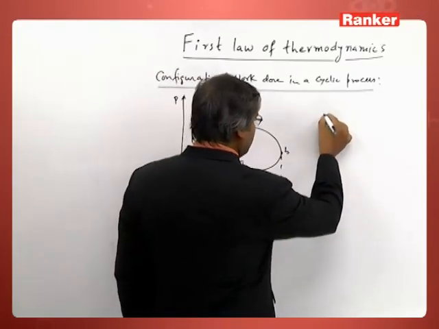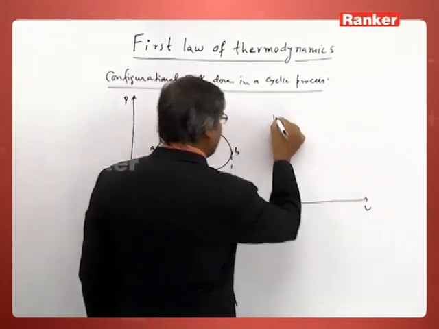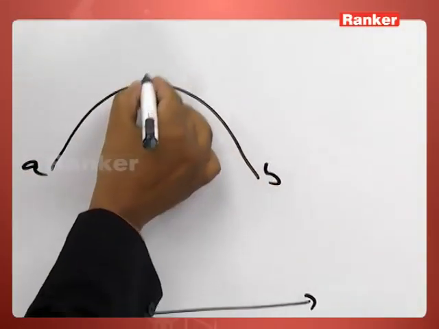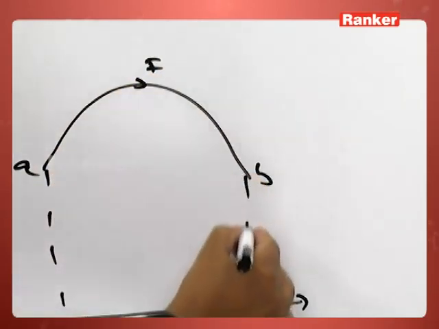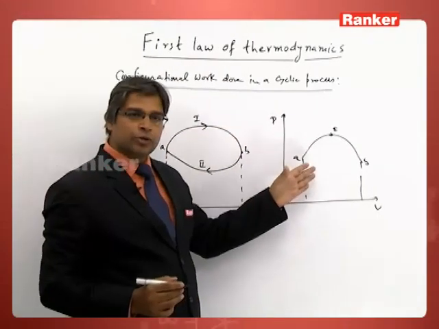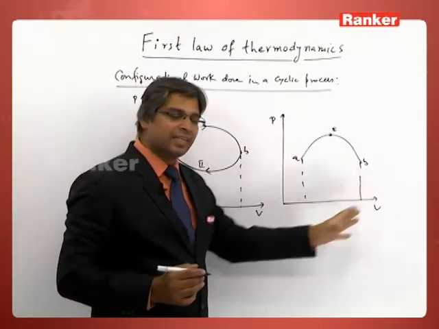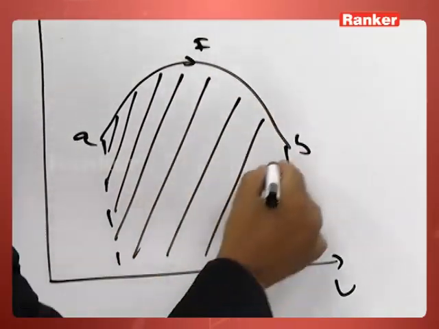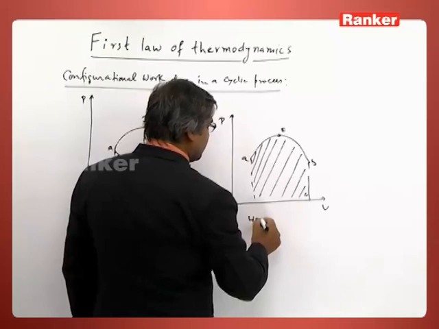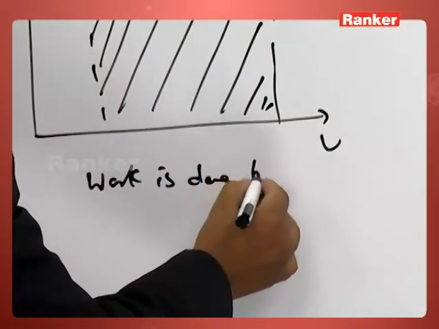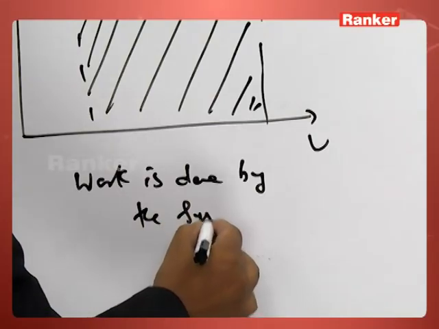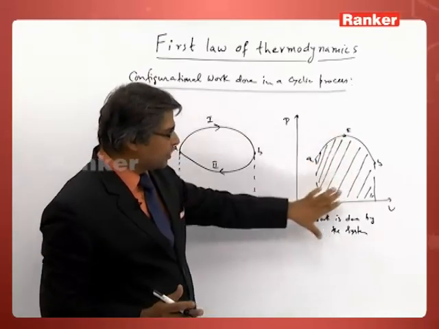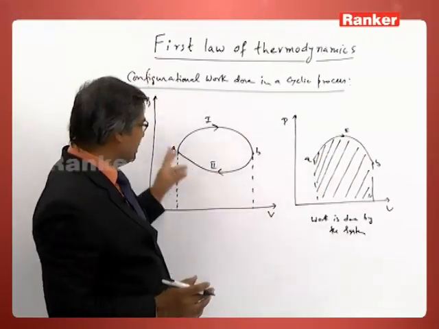Let us see each path separately. This is A to B via path 1. You see here the gas is doing some work because the volume is increasing, and the amount of work done by the gas is the area under this curve. So here work is done by the system. The system is doing some positive work, and how much work is done by the system? The area under this curve. Now come B to A.